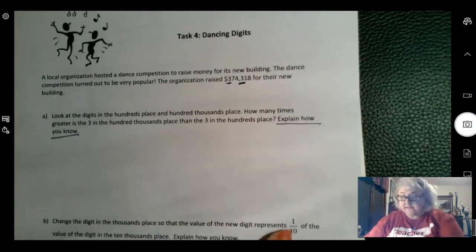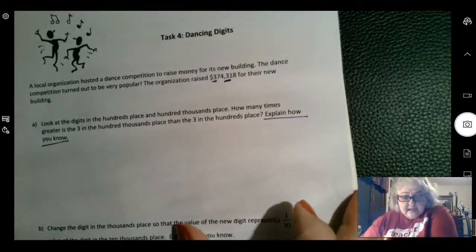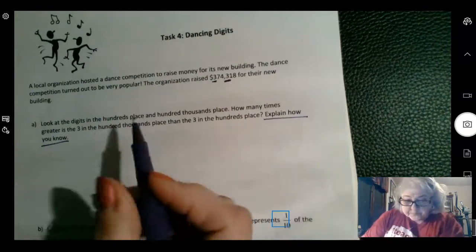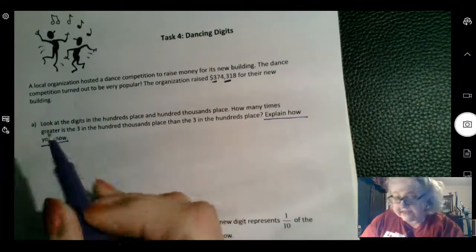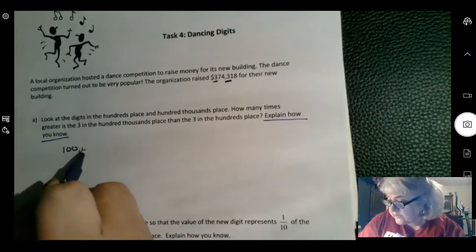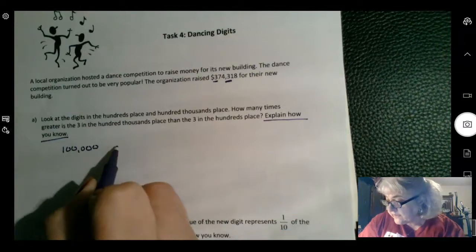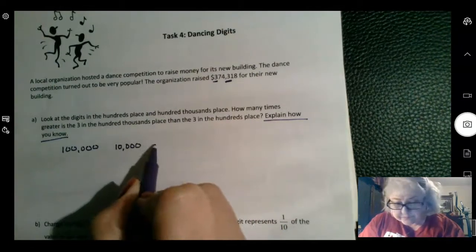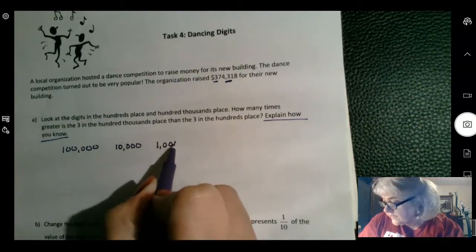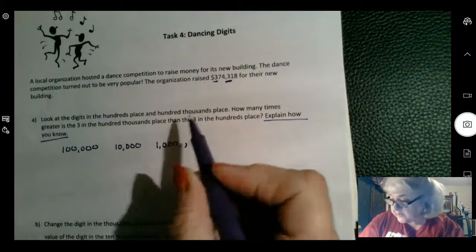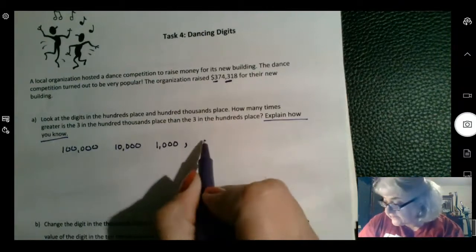I'm going to share one solution path with you right now. In this solution path, we're using the strategy of a place value chart. So what I would have done, or what other students may have done, is made your own place value chart. There's the hundred thousands place, 10,000, 1,000, and a comma, which goes after the thousands period to separate it from the ones period.